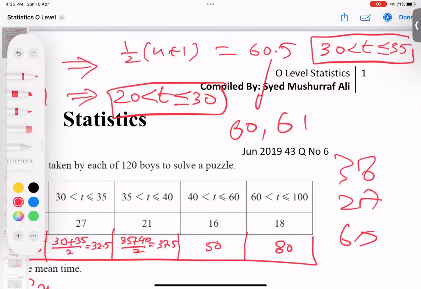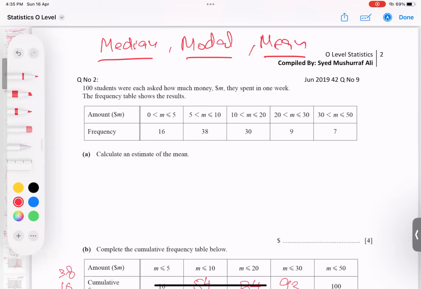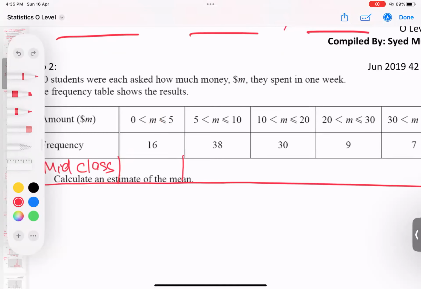So let's start, students. Again, I will make one extra column, which makes the question easier. And what is that column title? The title is mid class, and mid class is represented by X, next to the frequency. So what is the technique? I just show you: 0 plus 5, divided by 2, we get 2.5.